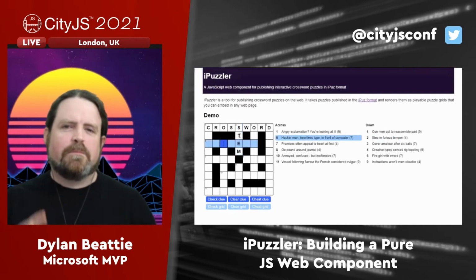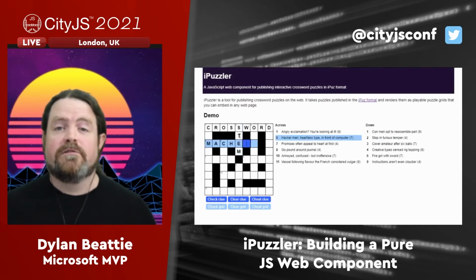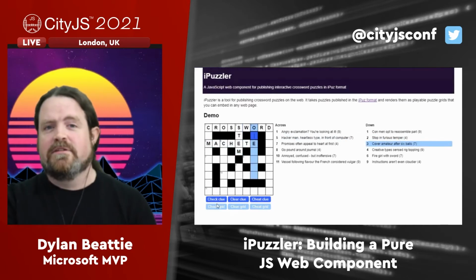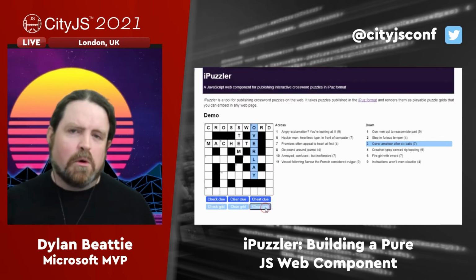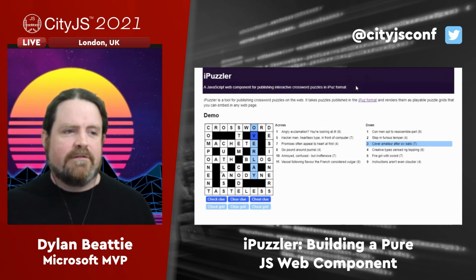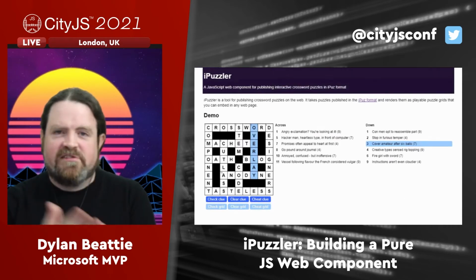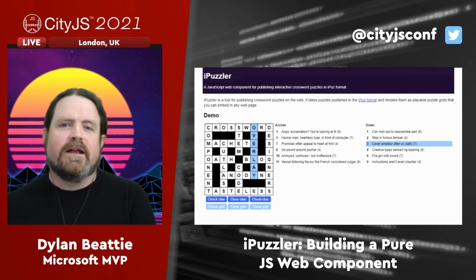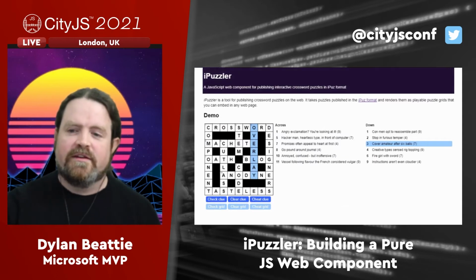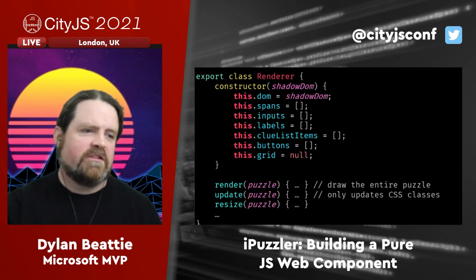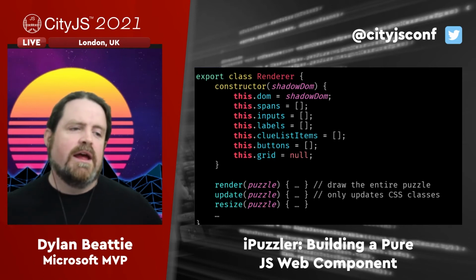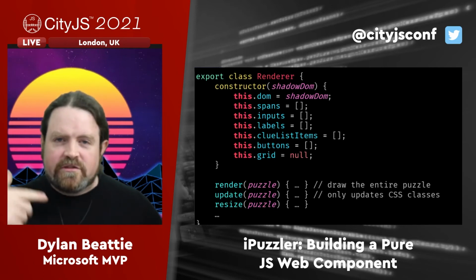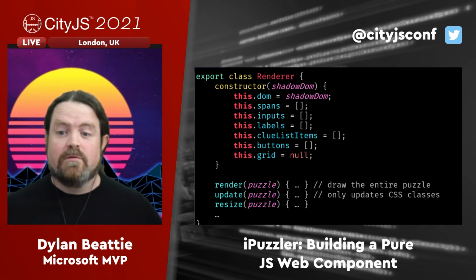So I could split the rendering logic out into two different methods. I have the big expensive method, which draws the puzzle when you first start. And then I have the small fast method, which happens every time you click anything. But the shape of the puzzle doesn't change during play. All that changes is the colors and the content of those grid boxes. So I split out that rendering logic into two methods. Render is the big heavy one. Update is the one that just toggles CSS classes and keeps track of what you're doing.